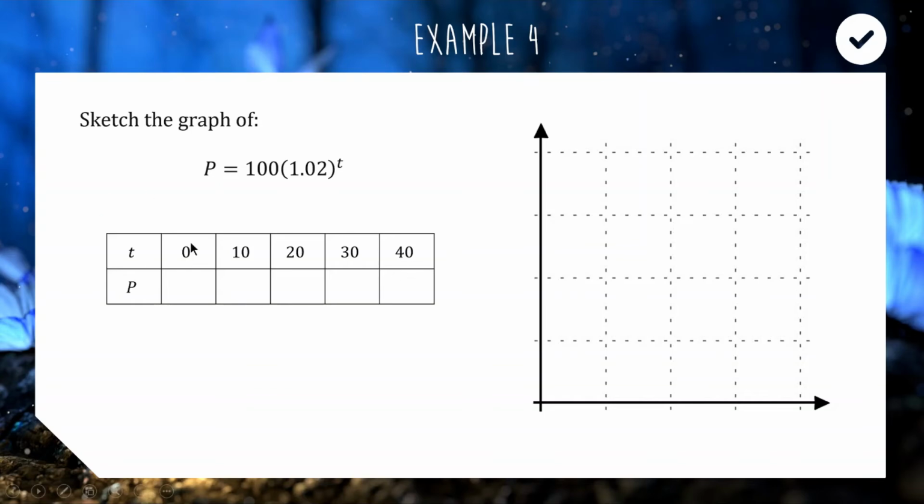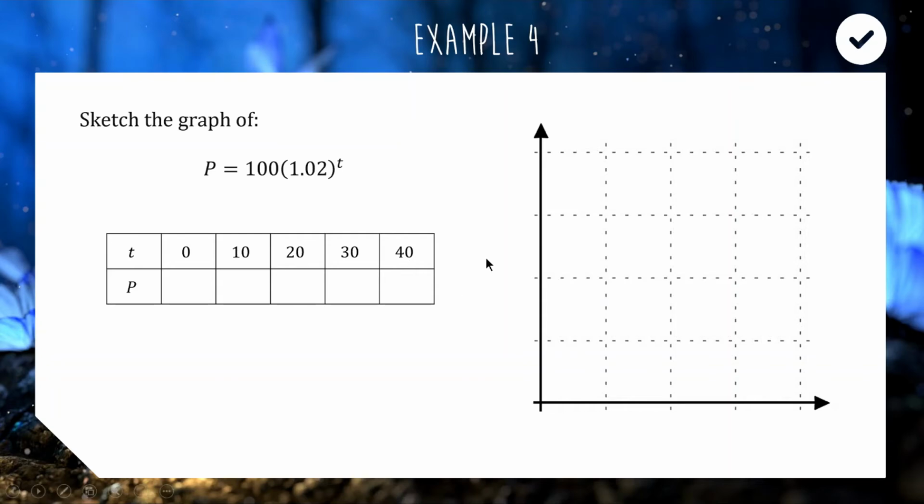So we've got a table of values. Our t values are going to go from 0, in increments of 10, up to 40. And we're going to sub these 5 numbers into our equation. So we're going to make the value of t equal to 0, equal to 10, and get our 5 answers. Pause it if you want to try it by yourself first, which I highly recommend.